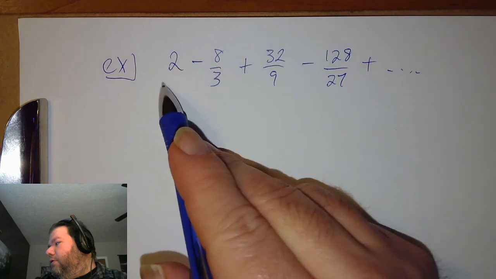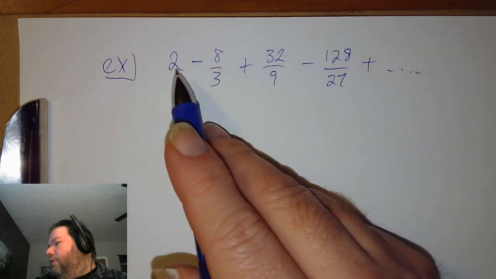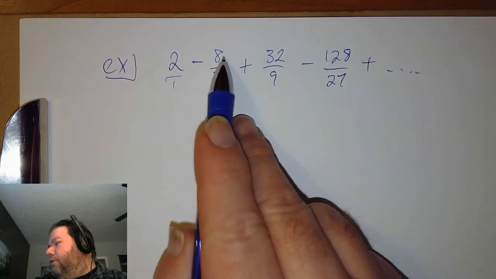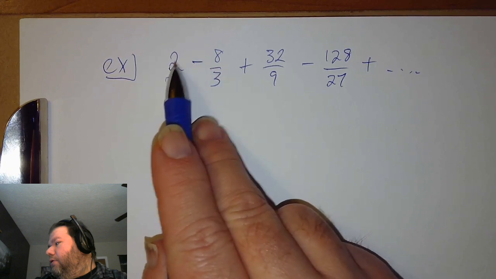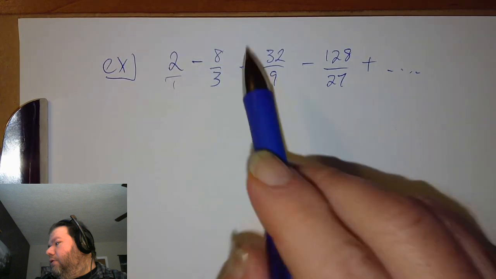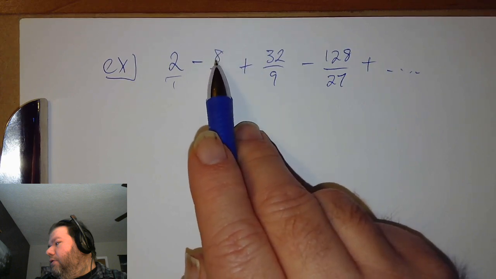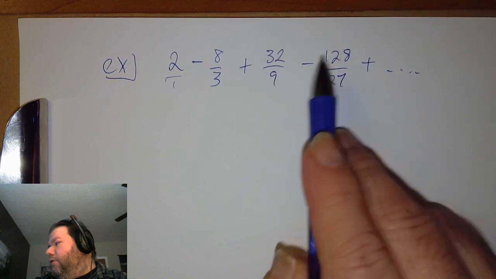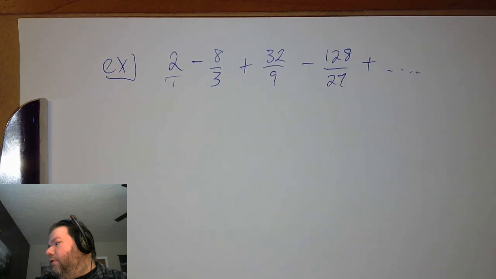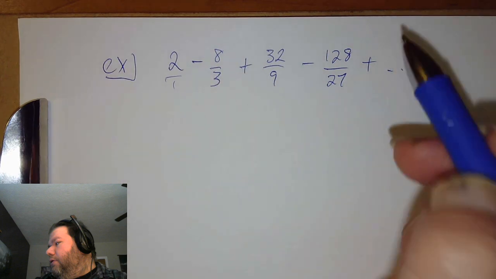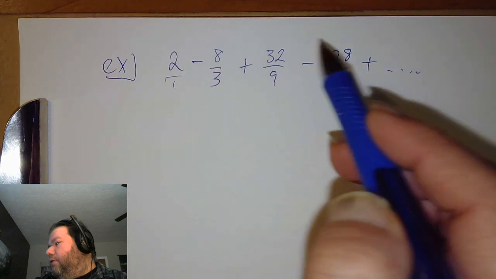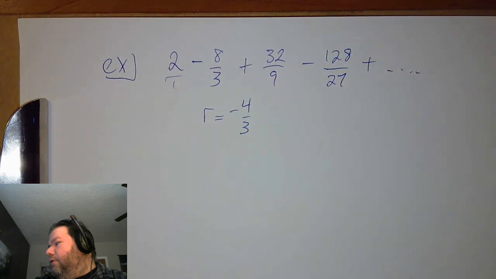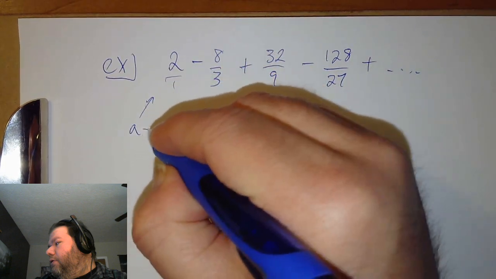Now, from 2 to 8 over 3, it may not be as easy. If we think of it as 2 over 1, it makes a lot more sense to go from 2 to 8 and 1 to 3. It looks like we multiplied by 4 over 3. And we look here, same thing, times 4 over 3. 4 times 32 is 128, 9 times 3, 27. So the ratio is 4 over 3, and we can see it goes from minus to plus to minus, so our ratio is actually negative 4/3. And A is equal to 2 once again.